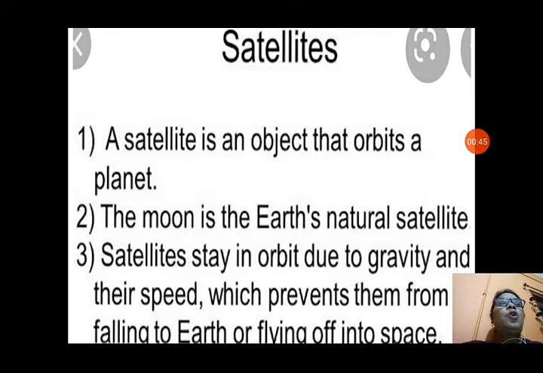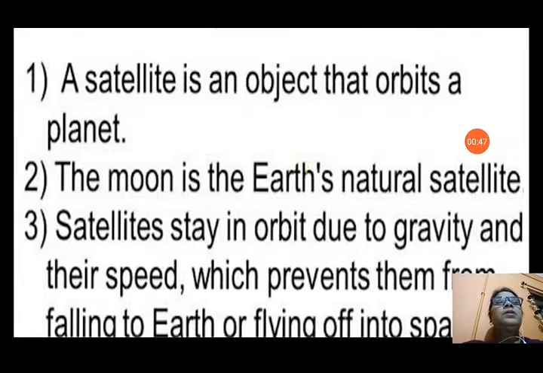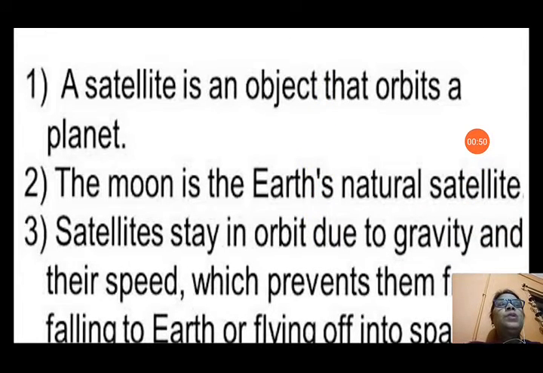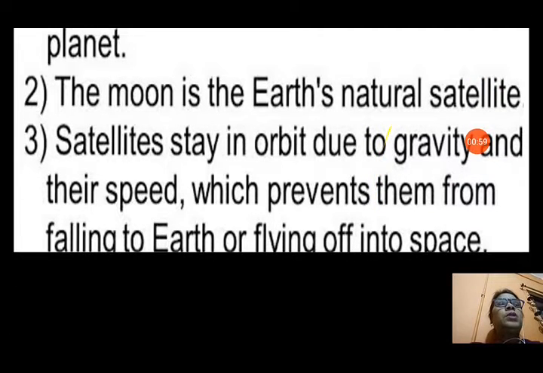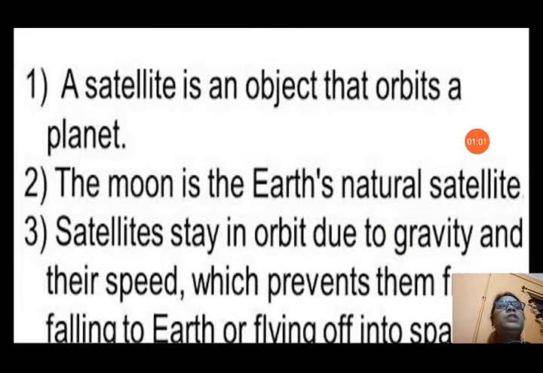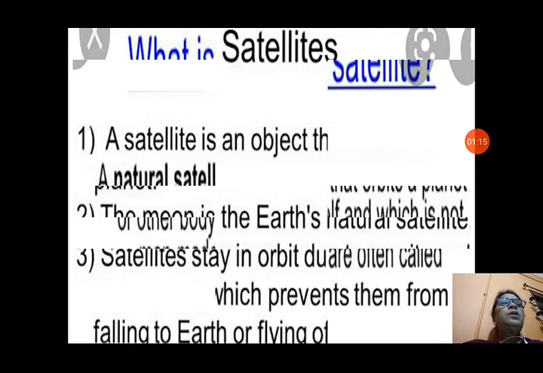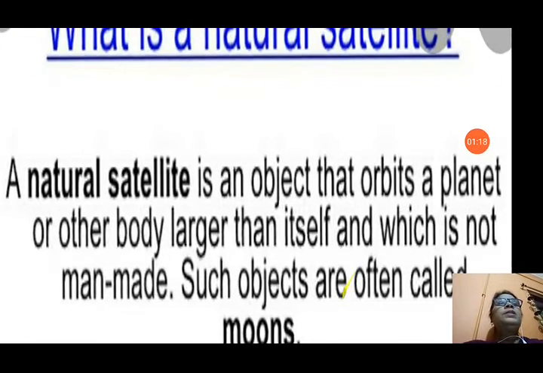A satellite is an object that orbits a planet. The Moon is Earth's natural satellite. Satellites stay in orbit due to gravity, and there is speed which prevents them from falling to Earth or flying off into space. So due to the gravitational force, satellites revolve around a fixed orbit, and the Moon is the Earth's natural satellite. Now what is a natural satellite?